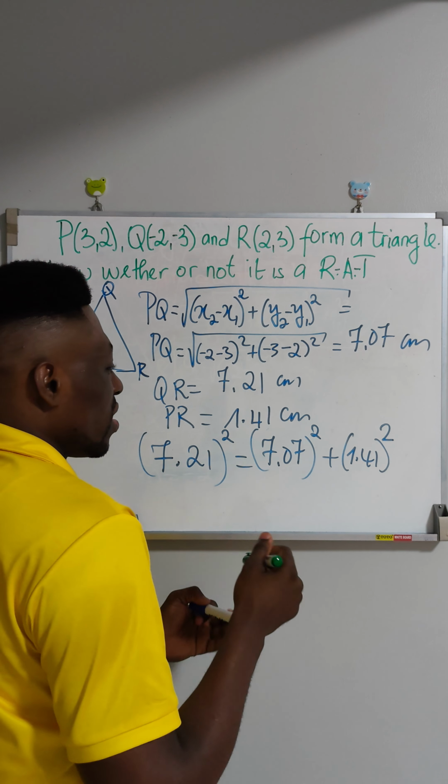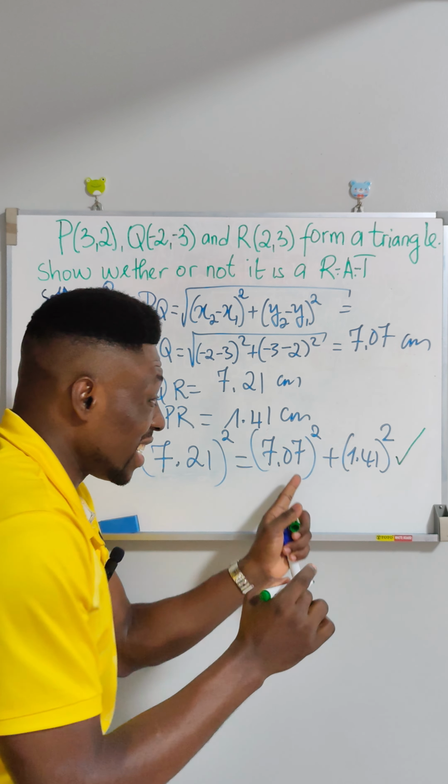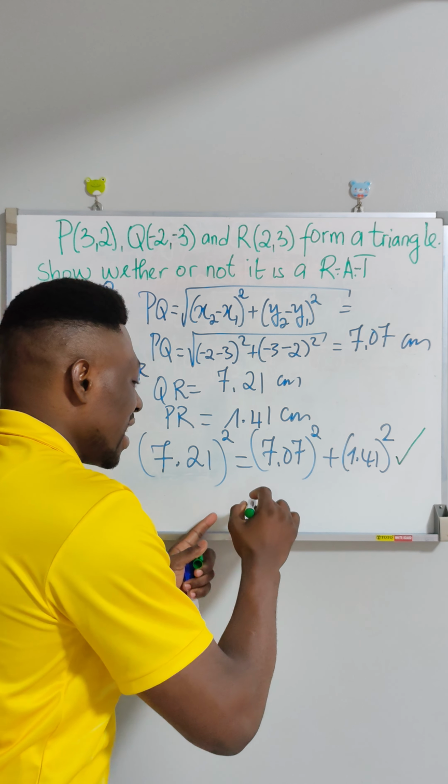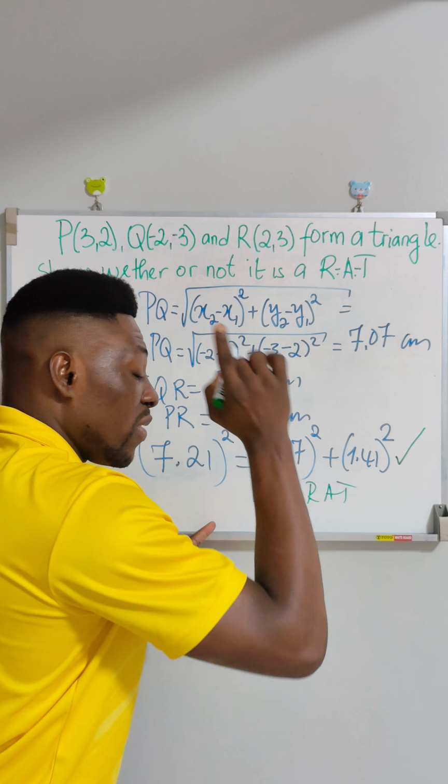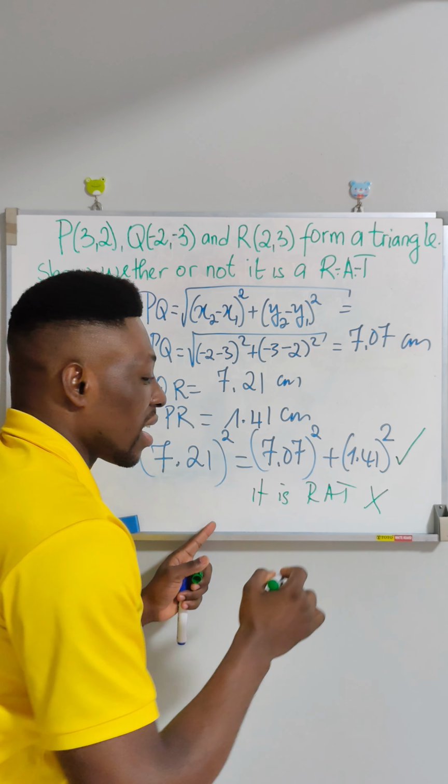If this equation is verified, then it is a right angle triangle. If it is not verified, it is not a right angle triangle.